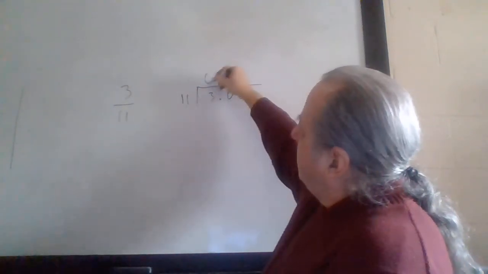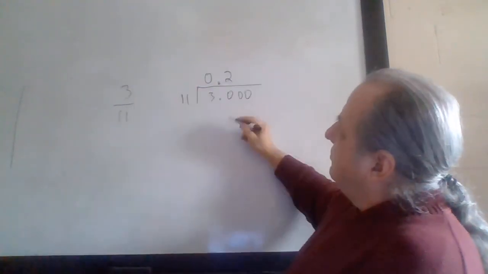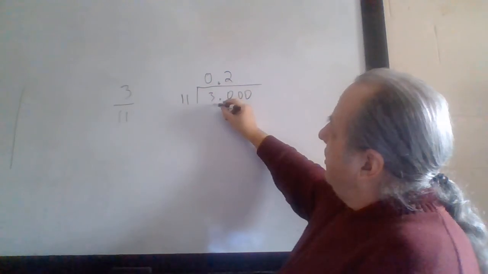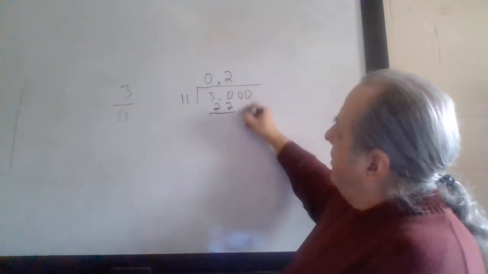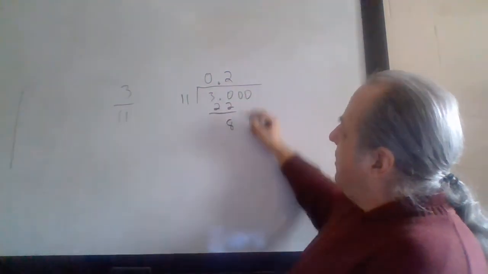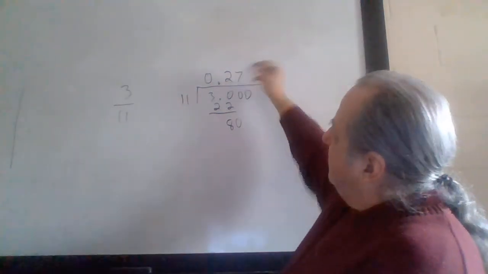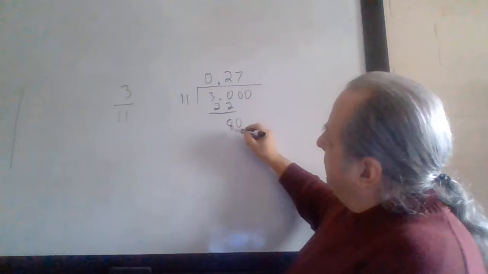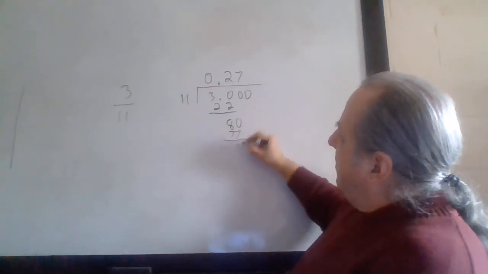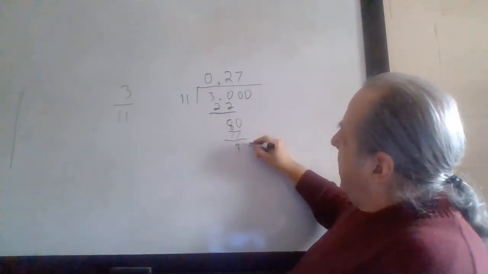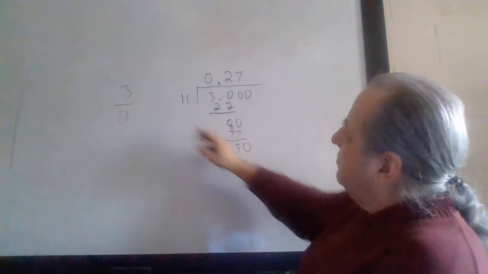11 doesn't go into 3, but it does go into 30 twice. 2 times 11 is 22. 30 minus 22 is 8. I have a remainder, so I bring down a 0. 11 goes into 80 7 times. 7 times 11 is 77. 80 minus 77 is 3. I have a remainder, so bring down another 0.